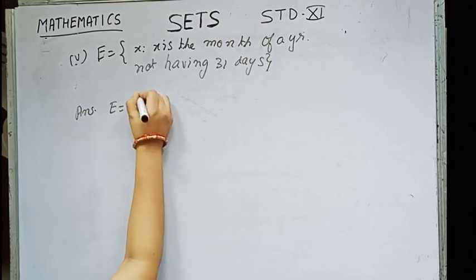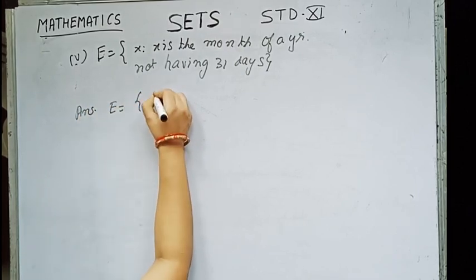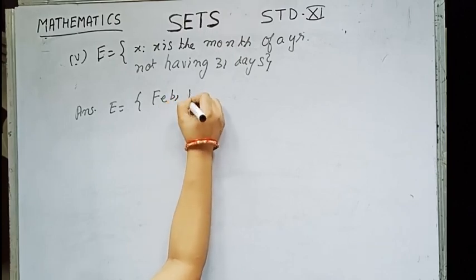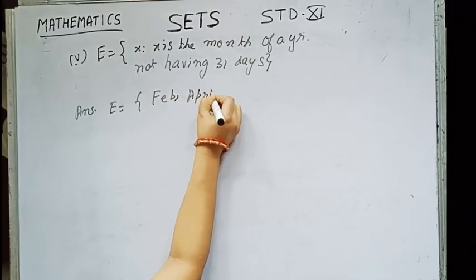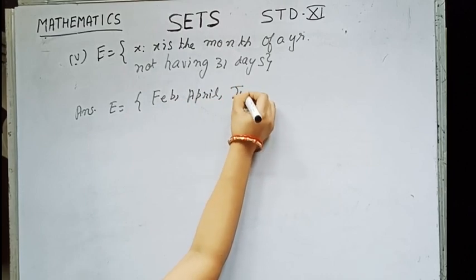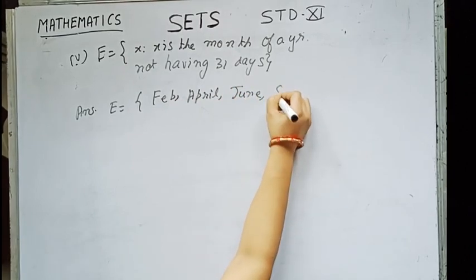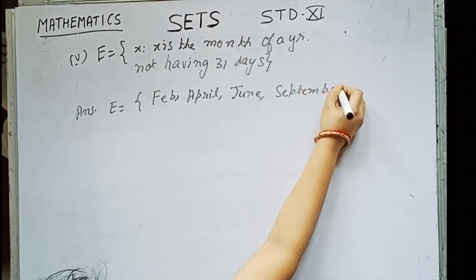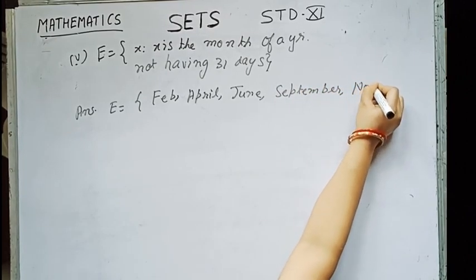E equals to, not having 31 days will be February, then after February April, then June, then September, and last will be November.